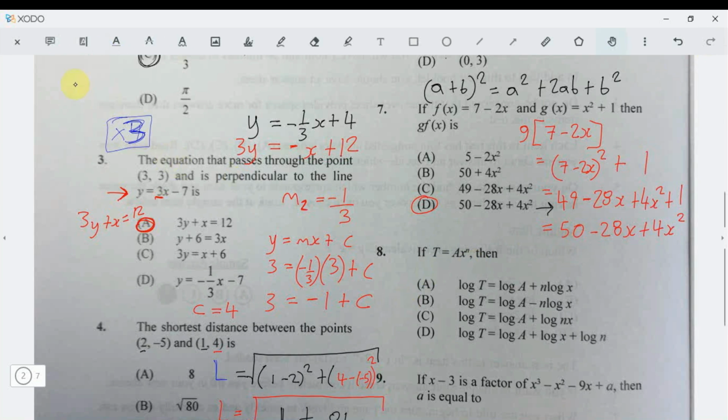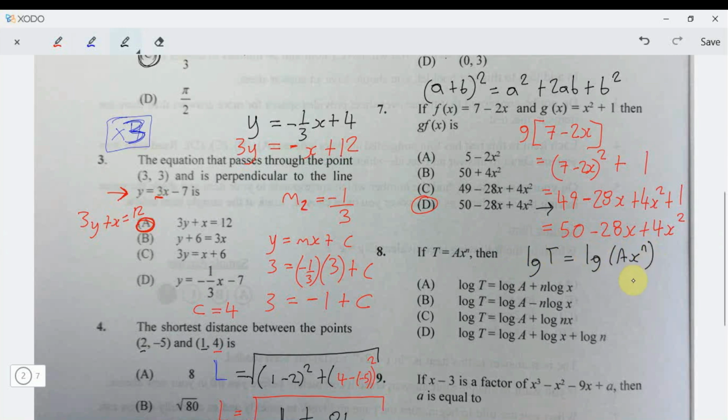Wow! Now, question 8. Question 8 says, if t equals a x to the n, then notice that the options have logs in it, so we need to take the log of both sides. If I log both sides, I'll get log t is equal to the log of a x to the n. But then I know that log a plus log b is equal to log ab. So I can write this by saying log t equals log a plus log x to the n. But by rules of logarithm, we can bring down the power. So this is saying log a plus n log x. So log t is equal to log a plus n log x. And that looks like option A.